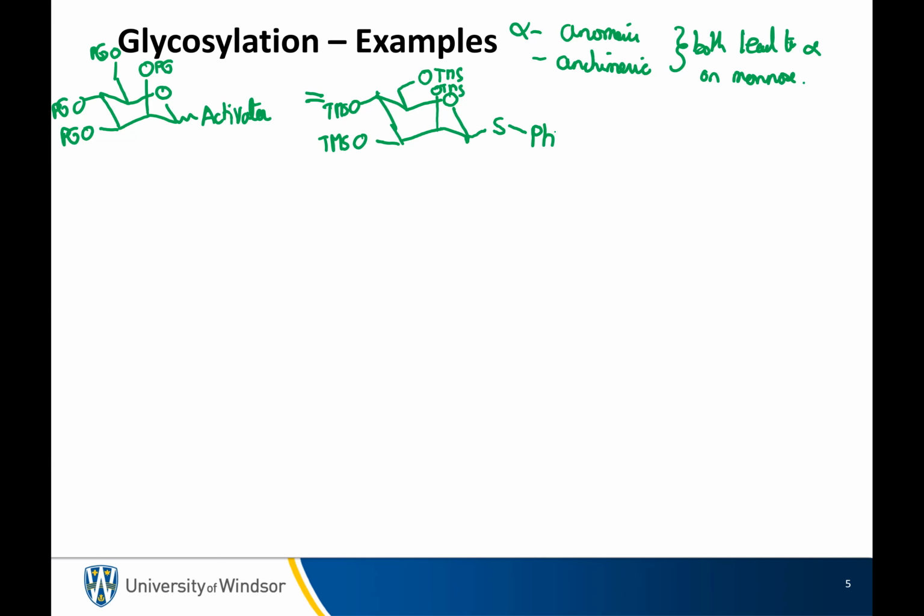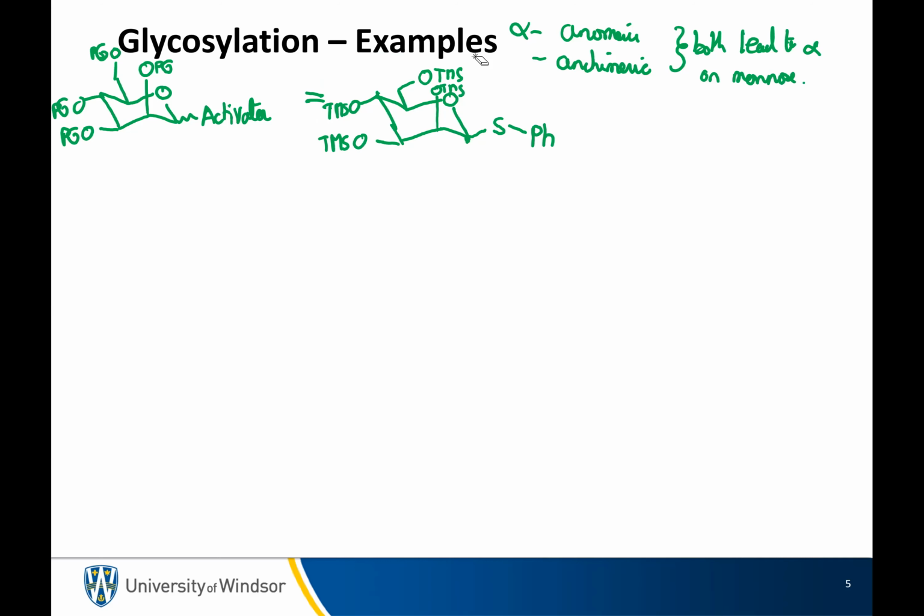So let's just think, so this is fine. We'd have to think about how to make this. But once we activate the sulfide, we'll make an oxocarbenium. And then the anomeric effect will deliver the nucleophile from the alpha face. So this is a completely viable synthesis.